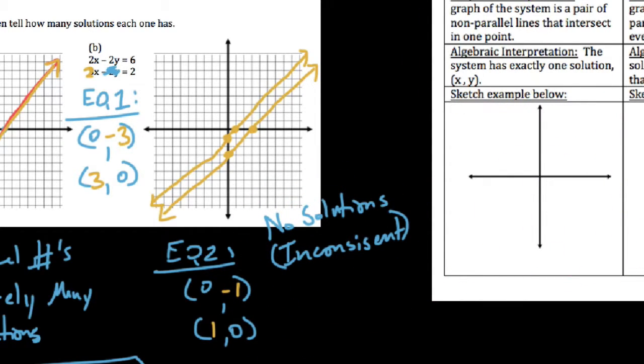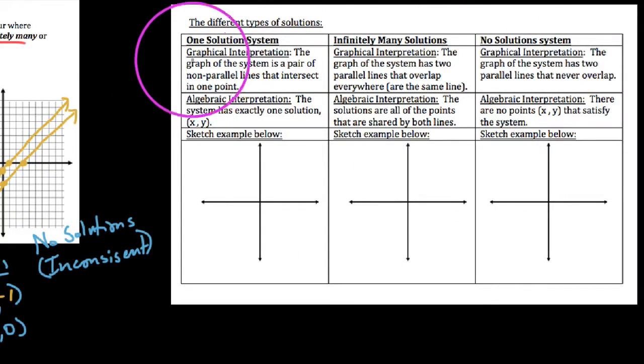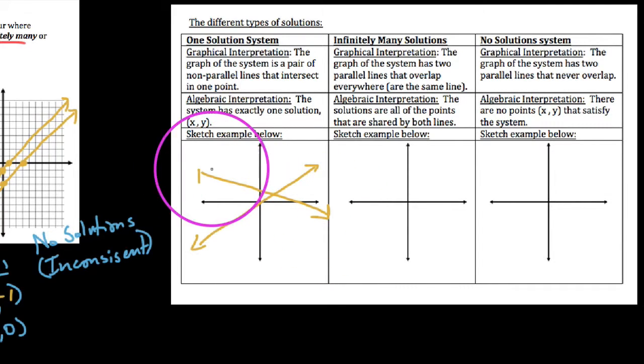So last thing I want to do here is break each one of these system situations down. If a system of linear equations has one solution, then graphically the graph of the system is a pair of non-parallel lines that intersect at one point. So down here I'm just going to draw a basic general graph. I just made this up. We have two equations that meet at this point right here. That is one solution, where they intersect at only one point. Furthermore, the system has exactly one solution, x, y, and this is the example sketch below.